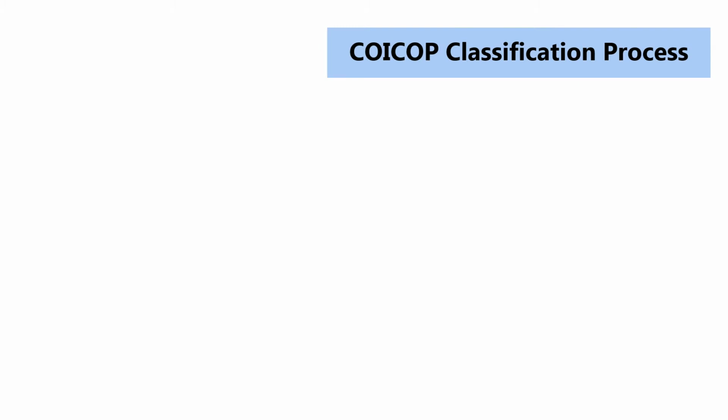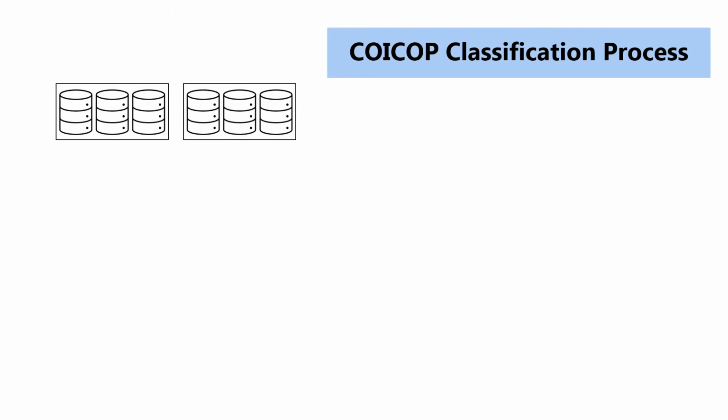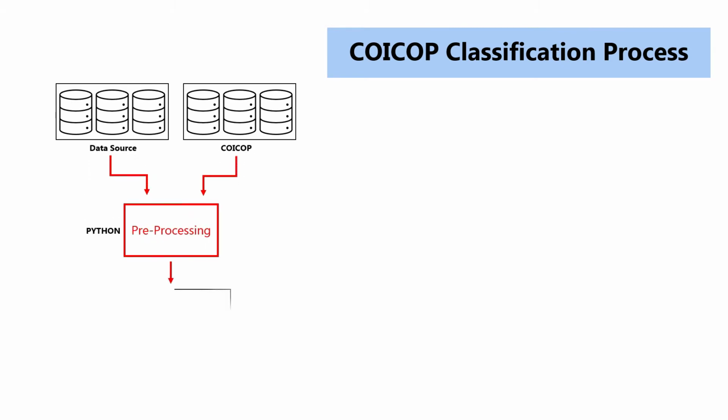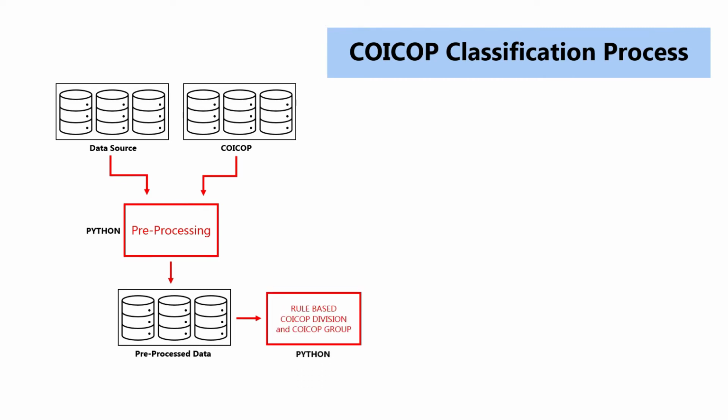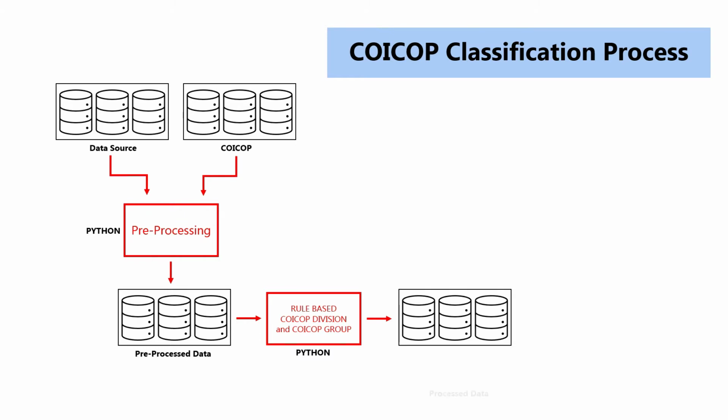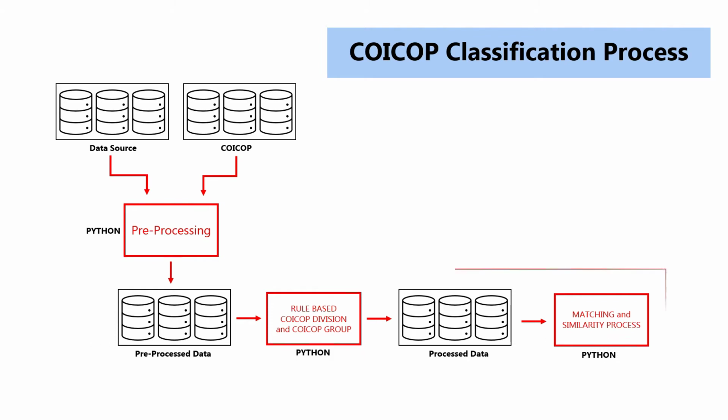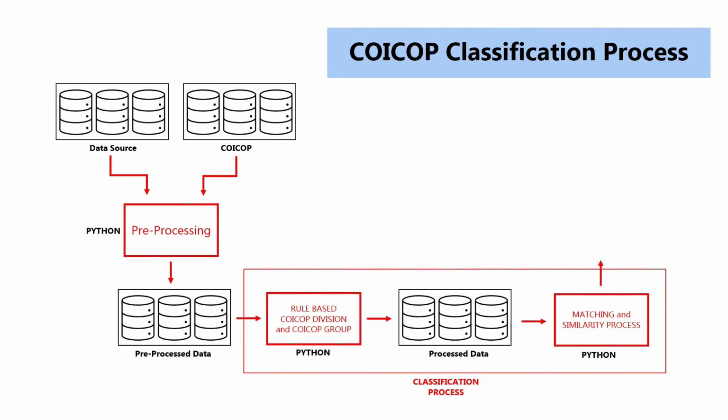The following graph shows the flowchart of the classification process. The process starts with pre-processing the data source and COICOP to get clean information, which will be saved as pre-processed data. The pre-processed data will be processed using rule base to define the best match COICOP division and COICOP group from the given category in the data. The result of rule-based will be collected in processed data and will be processed using the matching and similarity process. The process is done by using an applied Levenshtein distance algorithm in fuzzy matching, and all the results are collected in final classified data.